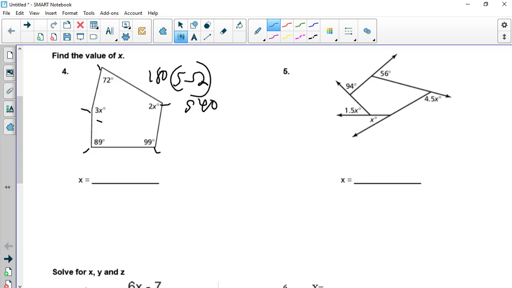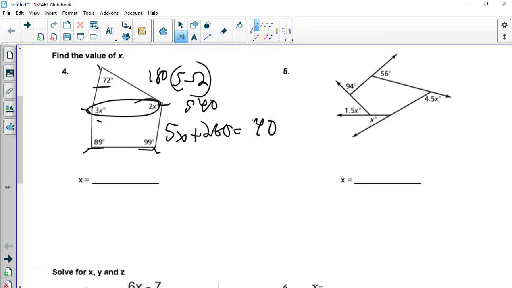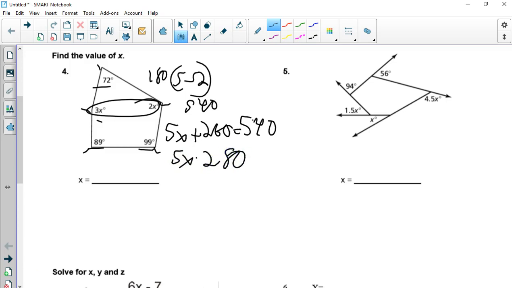So all we do is combine like terms. 3x plus 2x is 5x. 99 plus 89 plus 72 is 260. And that should all equal 540 degrees. Okay, so we subtract 260, which gives us 280. Got my equal sign. Divide by 5, and we get 56. Not 56 degrees, just x is 56.